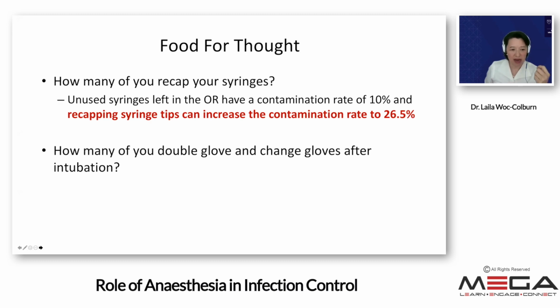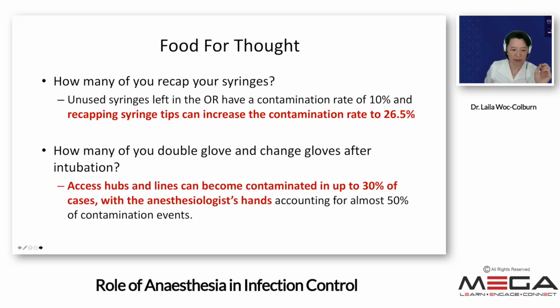Another question is, how many of you double glove and change gloves after intubation? Meaning you do your sterilization, you wash your hands, and then you put on two gloves, you intubate, and then you discard those gloves and continue with the second set of gloves. Access hubs and lines can become contaminated up to 30% from the anesthesiologist's hand. And this is from just oral tracheal intubation, from the mouth, and that can continue, and you can pass this to other places.